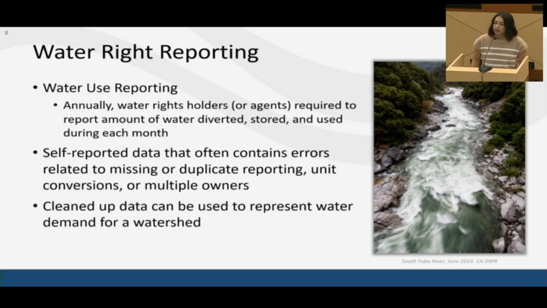So in order to format this into a robust, usable data set, the division staff have to go through and QA/QC this data. And this is a very time-consuming task, but it's critical in order to better represent the watershed. That being said, it is important that water right holders report their diversion amount in both a correct format and unit. Once that final data set is cleaned, then we can use it to represent the water demand within a watershed.